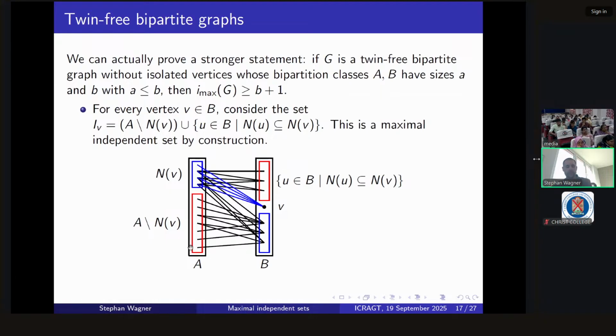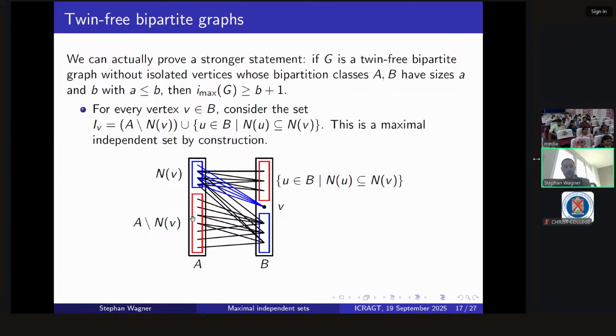So you can convince yourself that this is independent because, well, on either side, the vertices are not adjacent to each other because of bipartiteness. And then there are no edges between the two by construction, because we said that the vertices in this red block only have neighbors over here. They can't have neighbors here. So there are no edges going between this red bit and this red bit. It's really an independent set.